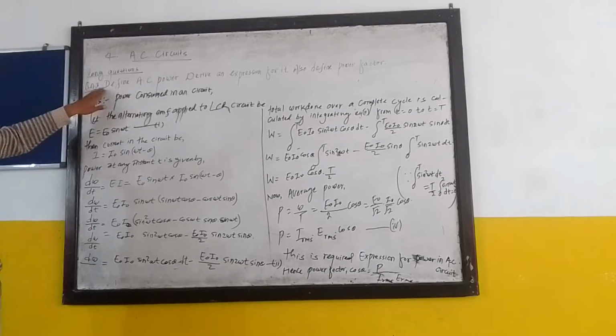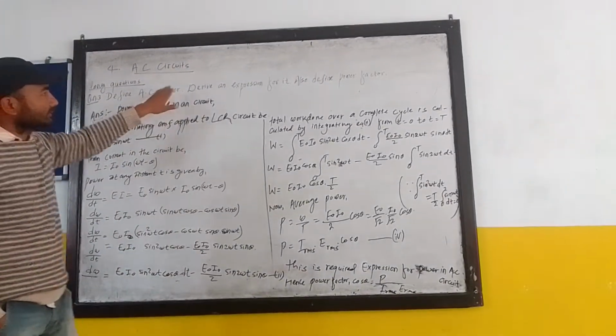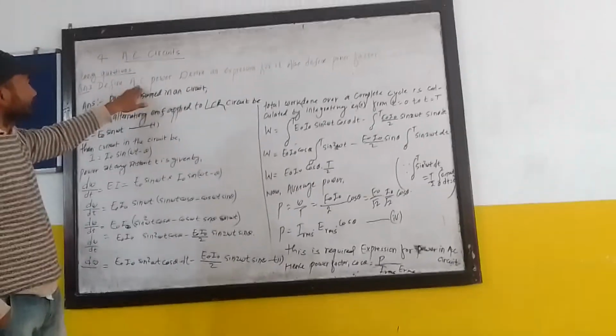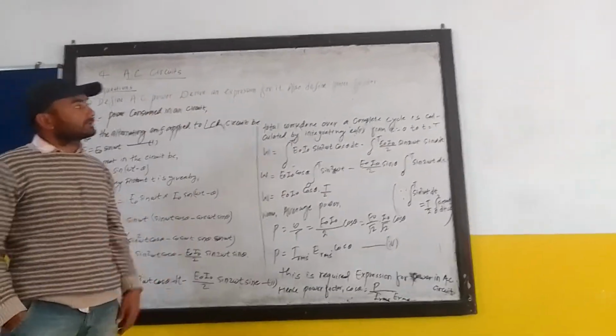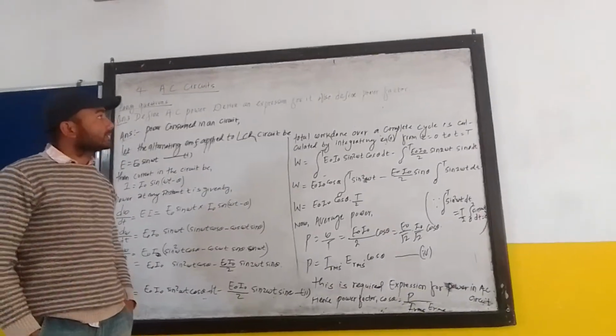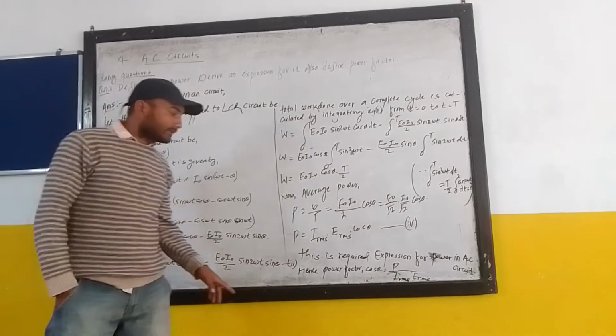Define first. Here is a question about defining AC power. Alternating current को power भनेको के हो? What would be the AC power, and here we have an expression for it. What is the expression for it? And also define the power factor. What is power factor? That is our main goal.